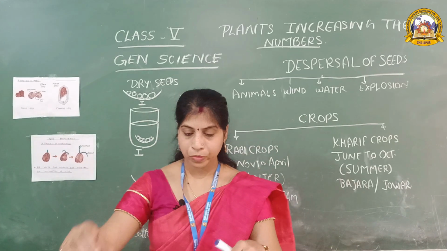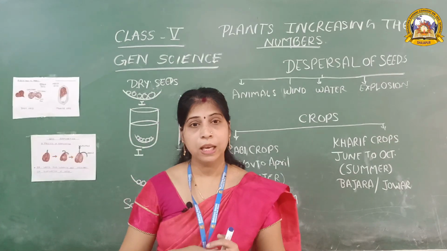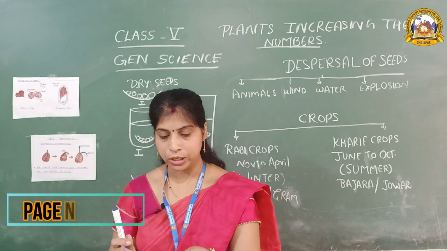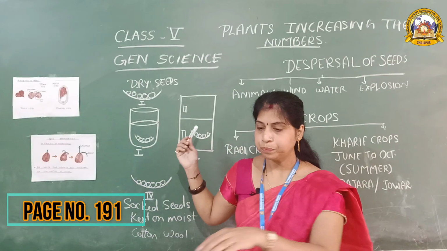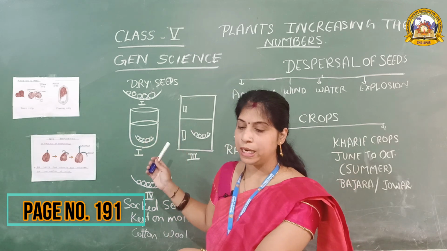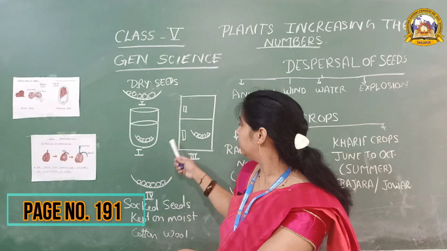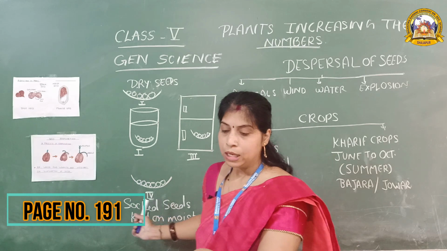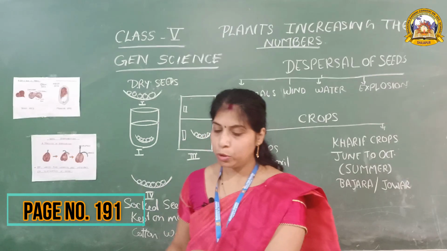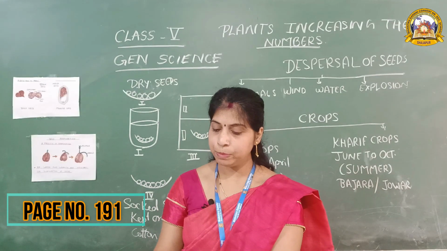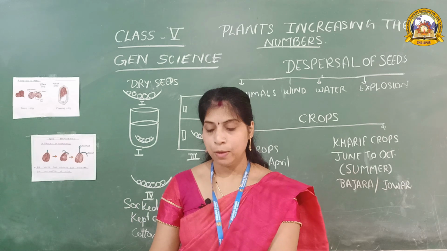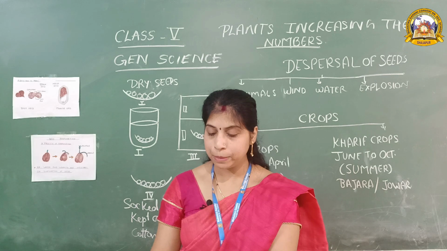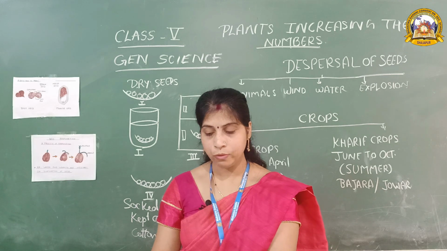Now everybody see page number 191, experiment number 2. What is this experiment? See, take 4 plates and number them 1, 2, 3 and 4. Some dry gram seeds. Put some seeds in plate 1 and keep the plate on a windowsill where it can get air and sunlight. Put some seeds in plate 2. Put the plate inside a beaker containing water.